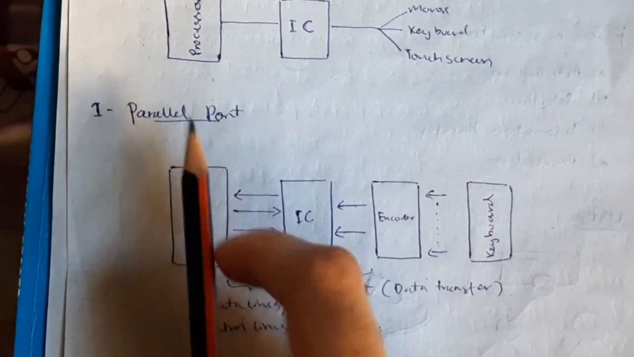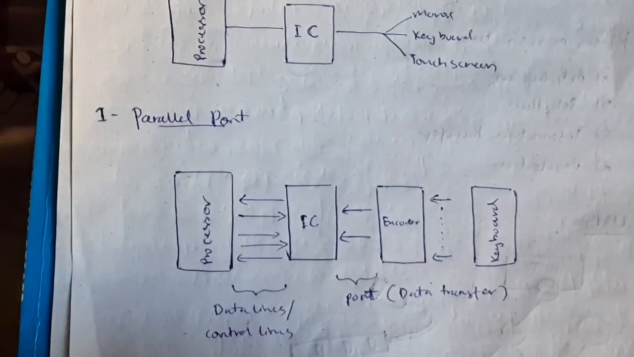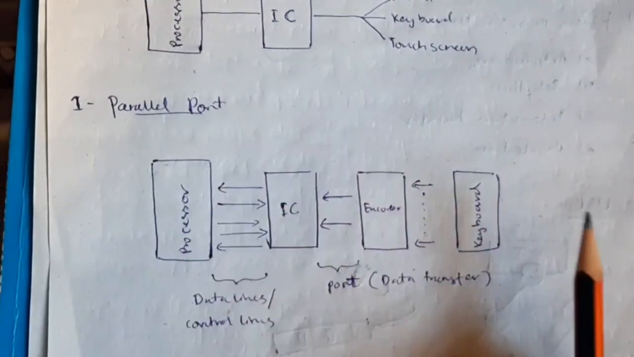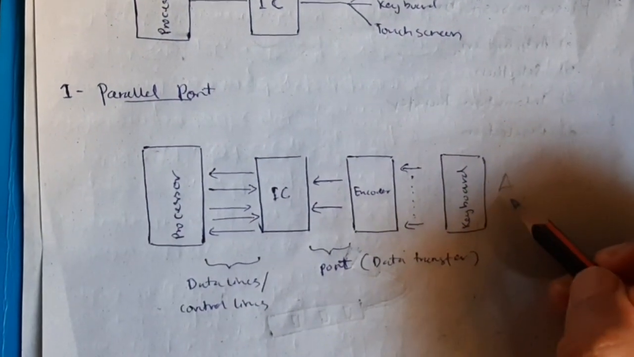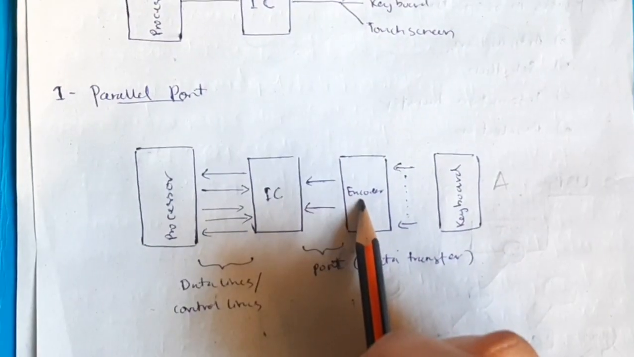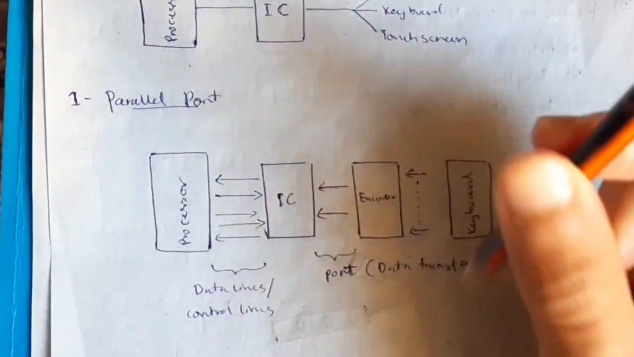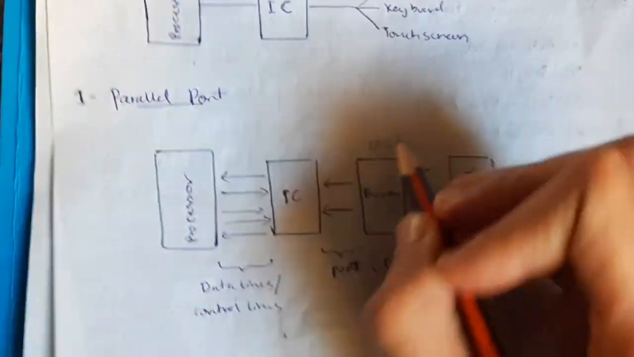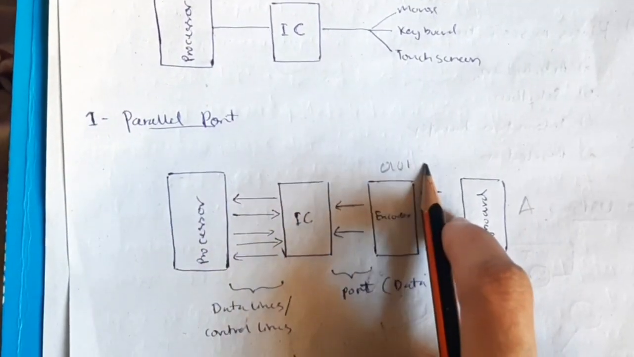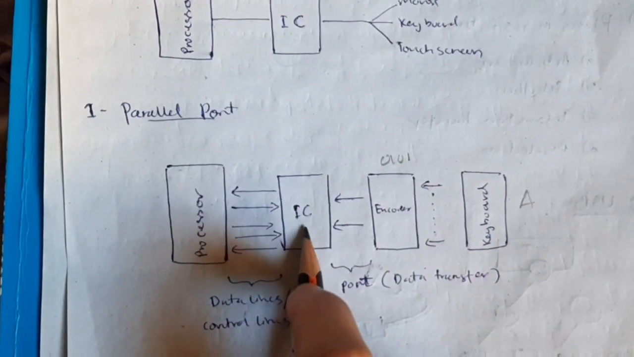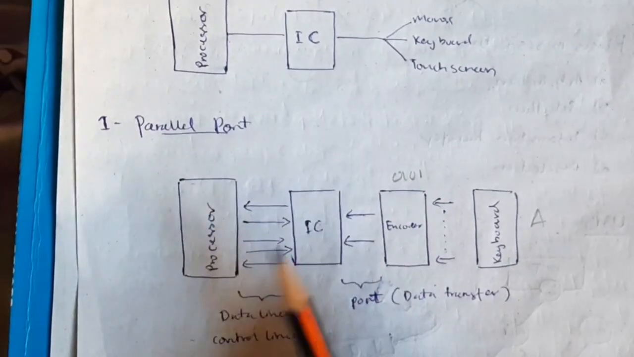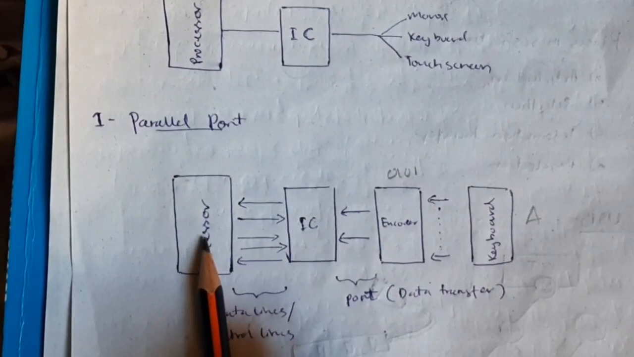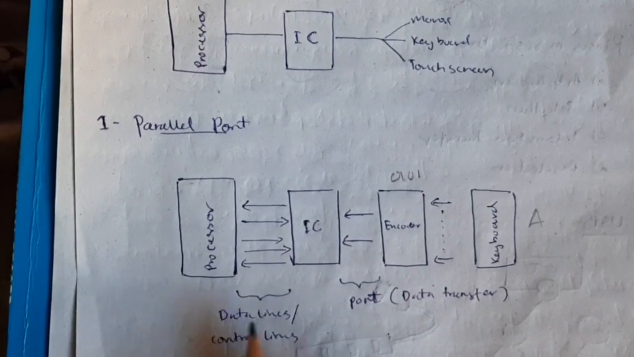In that there are 2 types, the parallel port and the serial port. Let's see what a parallel port is. See, this is the keyboard. Suppose I typed a letter A. That A has some ASCII value. That ASCII value will be encoded by this one. That encoded value, suppose it is 0101, is encoded in binary and sent to the IC. The IC is the port, and through it the value will be sent to the processor through the data line, control line and address line also.